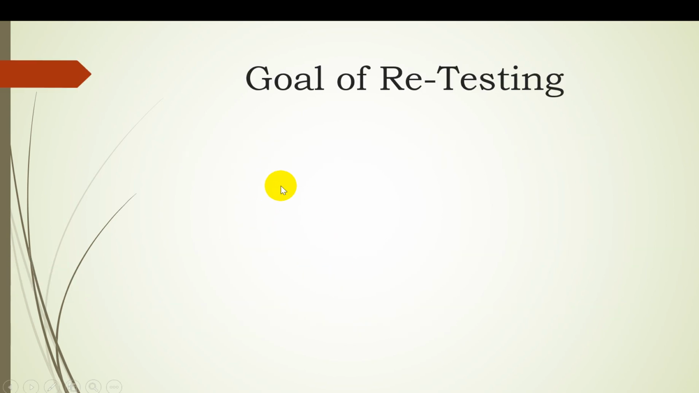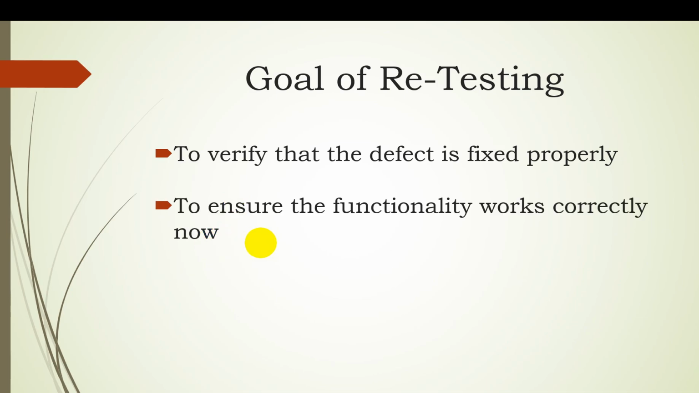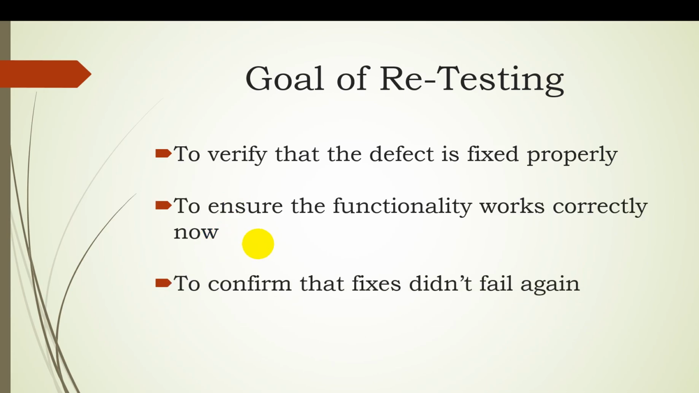Now, friends, what is the goal of retesting? One is to verify the defect is fixed properly or not. Second is to ensure the functionality works correctly. And third is to confirm that the fix doesn't fail again. So these are the three goals: we check whether the defect got fixed, we ensure that the particular functionality is working fine, and we confirm that the fixes given by the developer will not fail again once we get them.